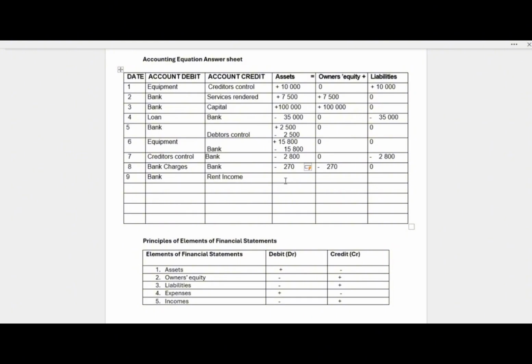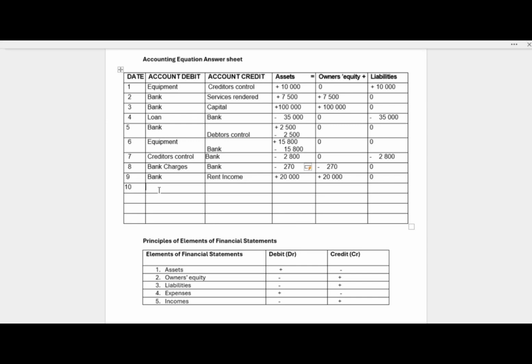When you go to the effects in terms of the asset, owner's equity and liability, bank is increasing, it's an asset, plus 20,000. And then rent income, it's an income. And remember, we don't have a column for incomes here, but incomes increase your owner's equity, plus 20,000. And then no liability, you put 0. All right. And then let's go to transaction number 10.